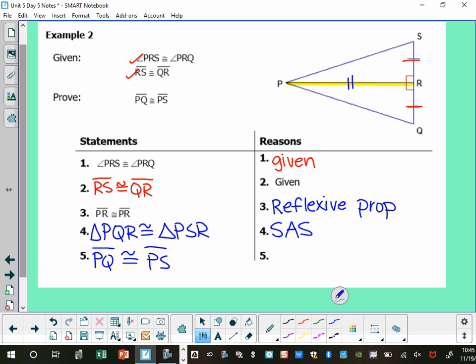So now PQ is congruent to PS. How do I know that? That'll be your CPCTC. I know that because I've already proven it's side angle side.